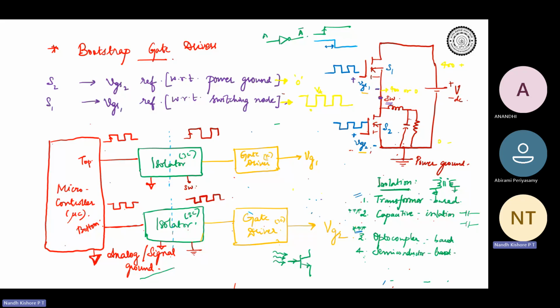We know that in the power side we have to provide isolation for the top device, because VGS1 is with respect to the switching node, whereas VGS2 is with respect to the ground. So we have to convert the logic high and logic low accordingly, whether it is with respect to the switching node or with respect to the power ground. That is the purpose of this isolation stage. And then we will have the gate driver.